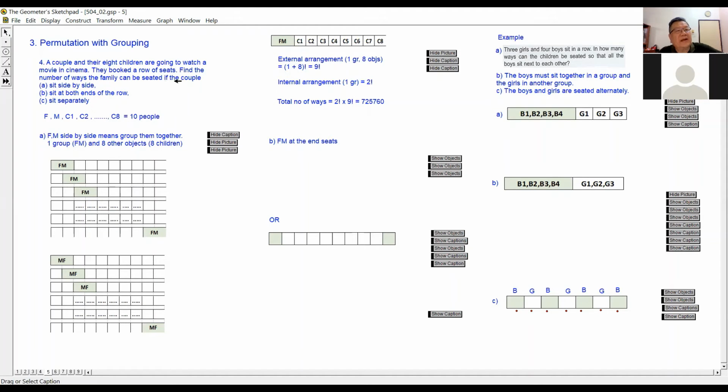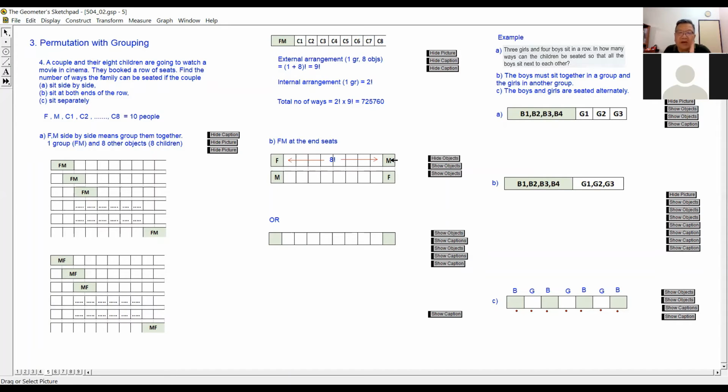The father and mother, the couple, sit at both ends of the row. Father and mother sit at the end. What do you mean by that? I show you. It means like this. Father sits on one end, then the other 8 children sit at the center, then mother sits at the other end. So the couple sit at both ends.